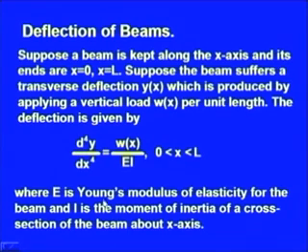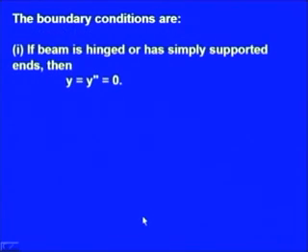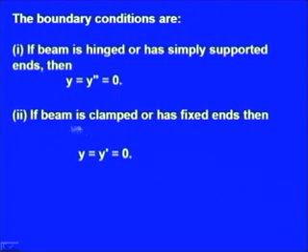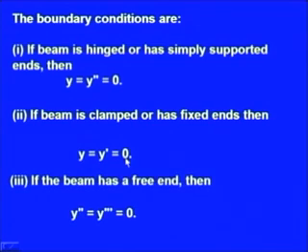Here E is the Young's modulus of elasticity for the beam, and I is the moment of inertia of a cross section of the beam about the x axis. The boundary conditions are: if the beam is hinged or has simply supported ends, then at those ends y and y'' are zeros. If the beam is clamped at both the ends or it has fixed ends, then at those ends y and y' are zeros. Now, if the beam has a free end, then at that end y'' and y''' are zeros.